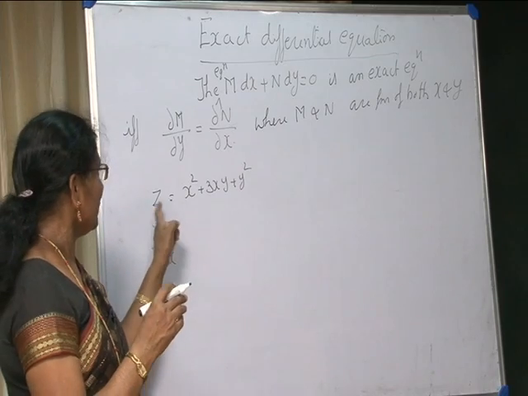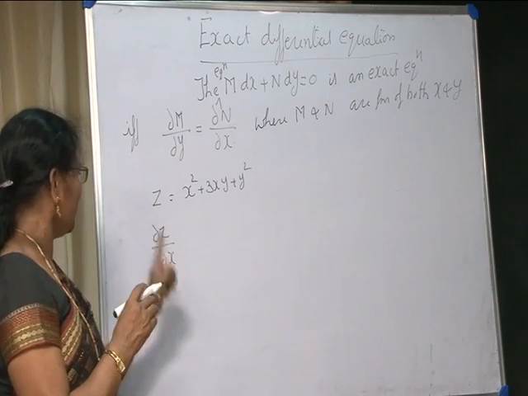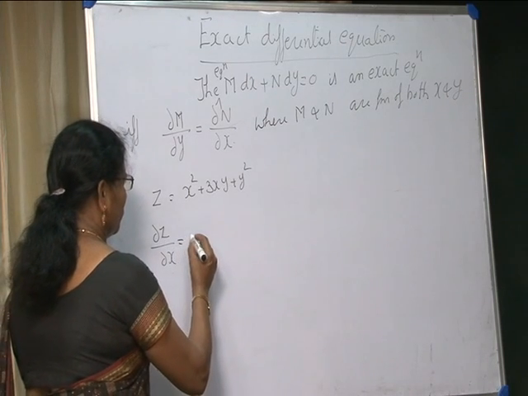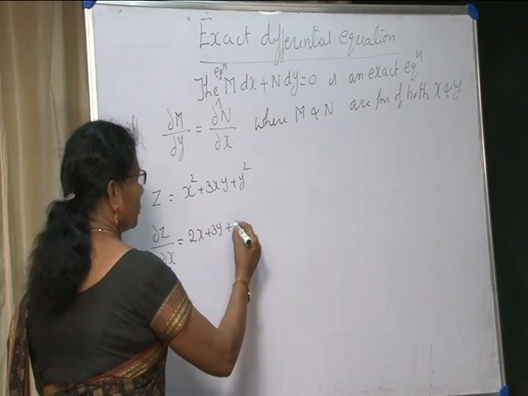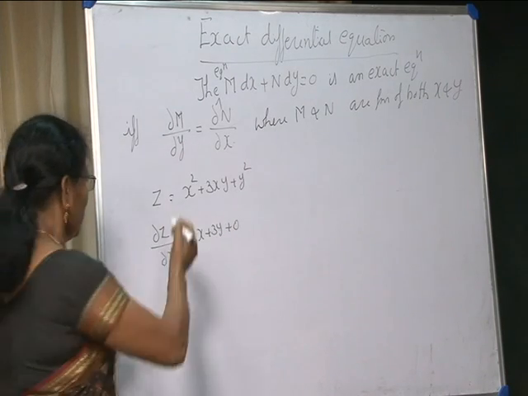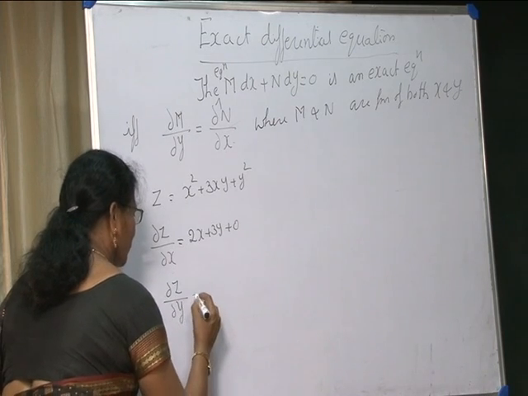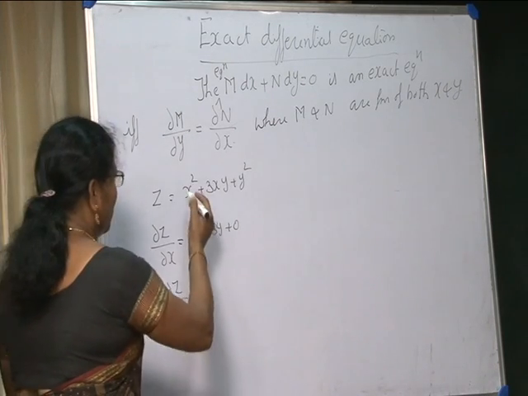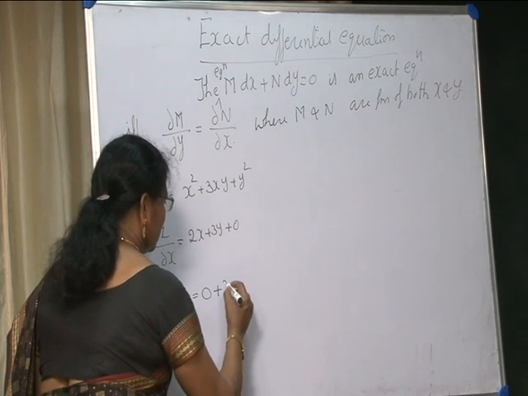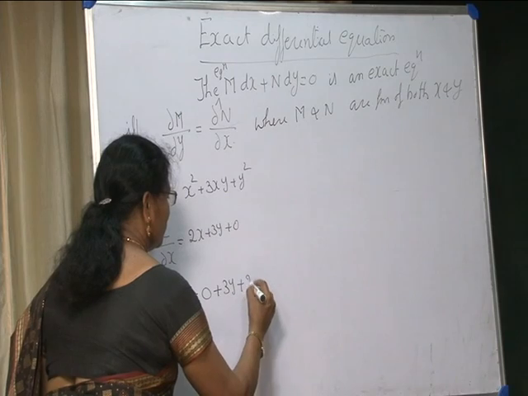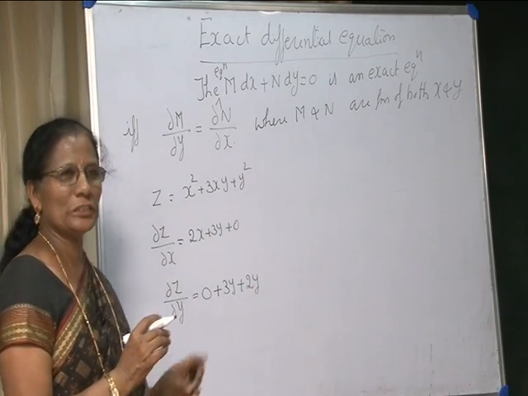Here z is a function of x and y. We differentiate z with respect to x. This is equal to 2x plus 3y plus 0. Suppose you want to differentiate with respect to y: x is constant, the derivative of x squared with respect to y is 0, plus 3x plus 2y. So this is called partial differentiation.